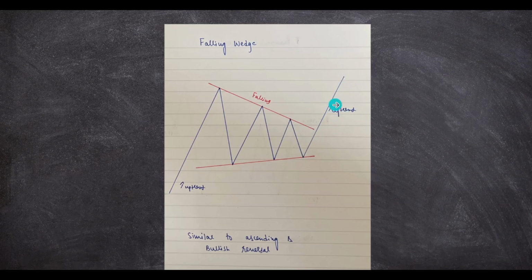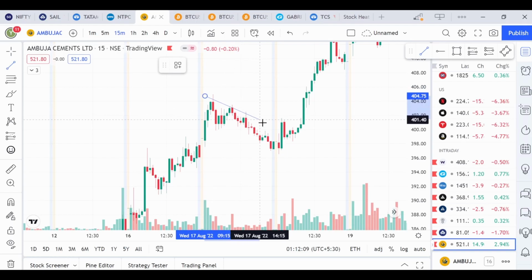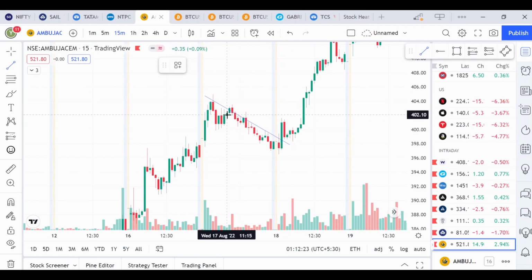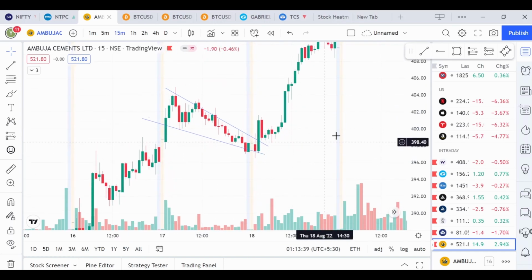Now let's talk about a real example of the falling wedge chart pattern. Let's check out this chart. As we can see, the market was taking rejection from this zone and was forming lower highs continuously on this trend line, and was taking support from this zone, and the stock was bouncing back from this trend line. And it gave a breakout.